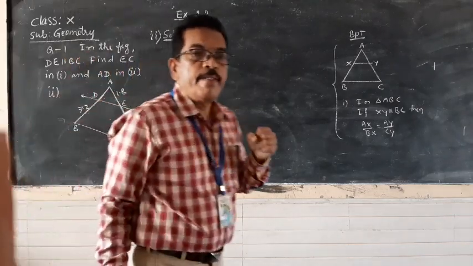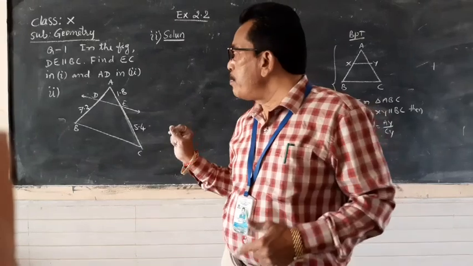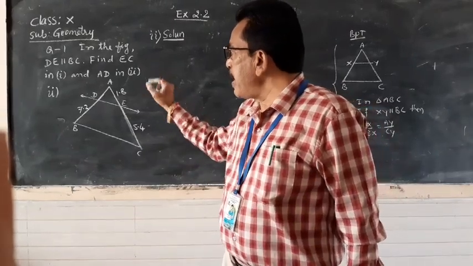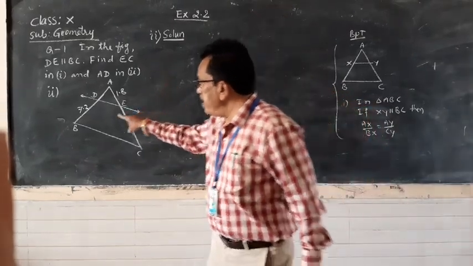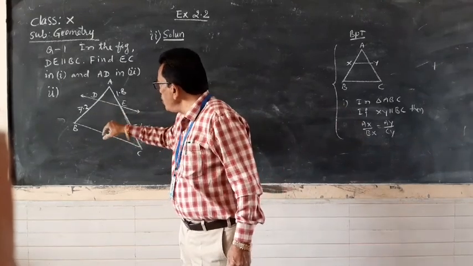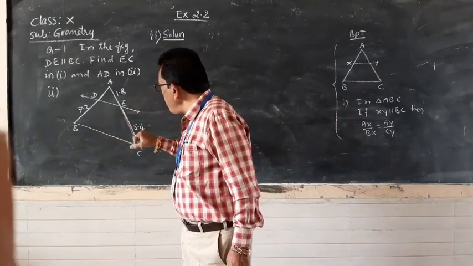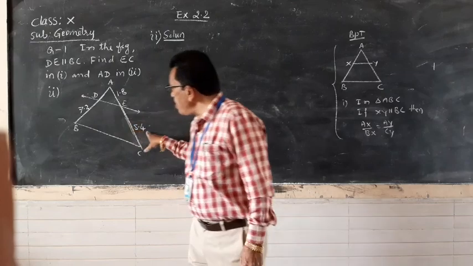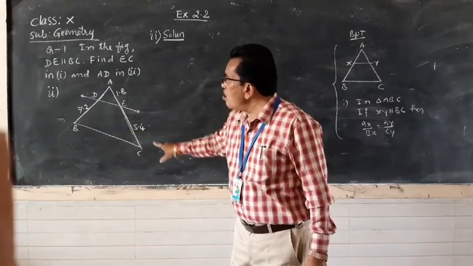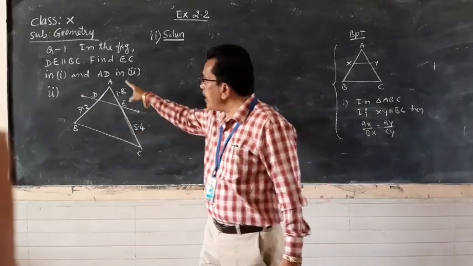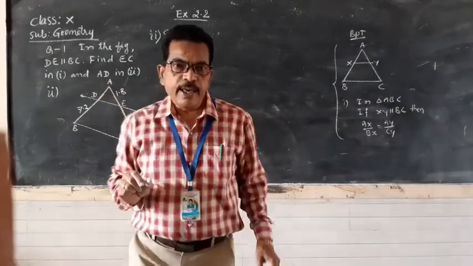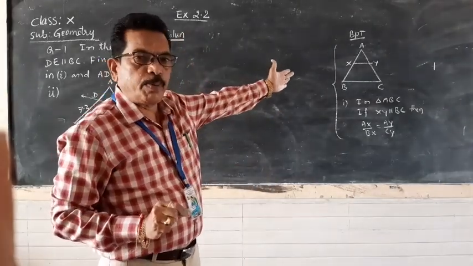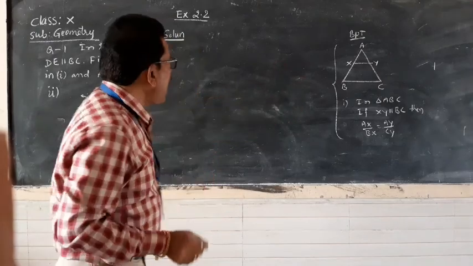See, now see the second problem. Question number 1, second one. See, BD is given 7.2, AE is given 1.8, then CE is given 5.4. So what we have to calculate? We have to calculate AD. See, by referring once again to the basic proportionality theorem, we can solve this one.